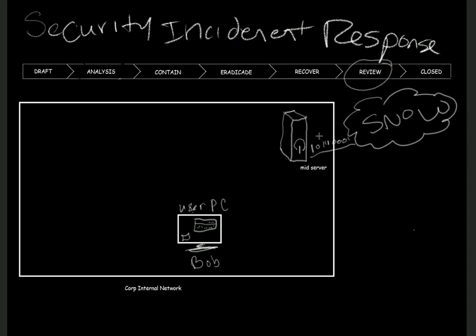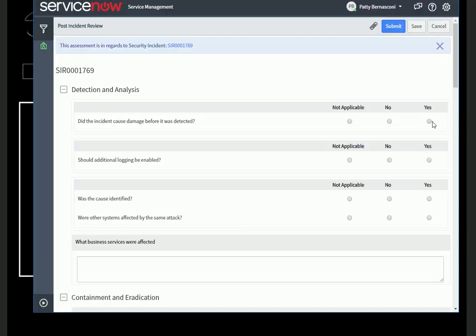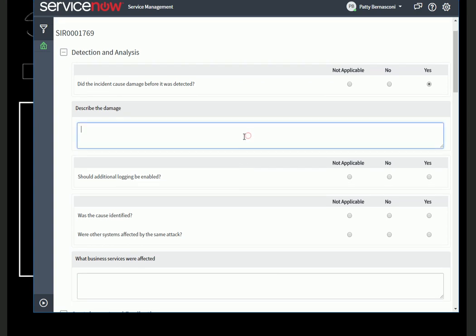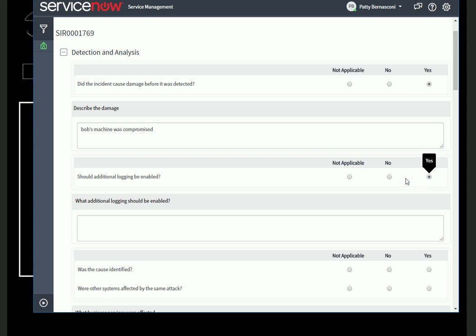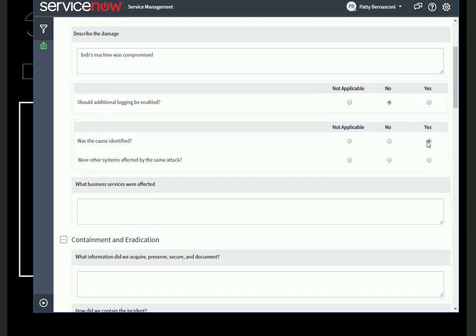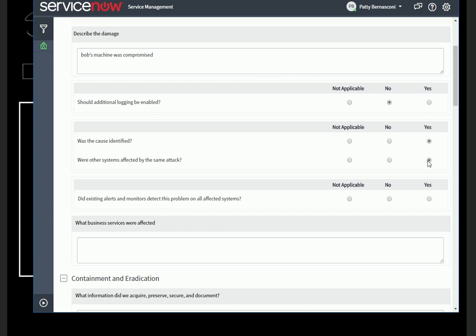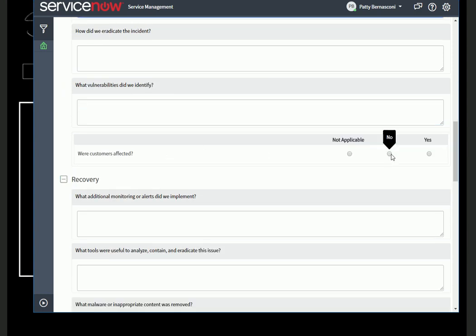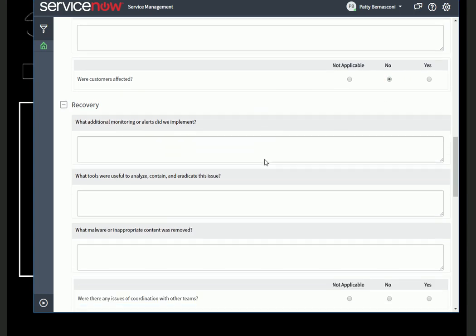This is where everyone who worked on the security incident needs to go and fill out this questionnaire. You can also create specific rules on when they should and should not. But let me take a brief look at these questions and see what sort of questions they get asked. So, did the incident cause damage? Was the cause identified? What information did we acquire, preserve, secure? Did we identify any vulnerabilities? Did we add any additional monitoring?